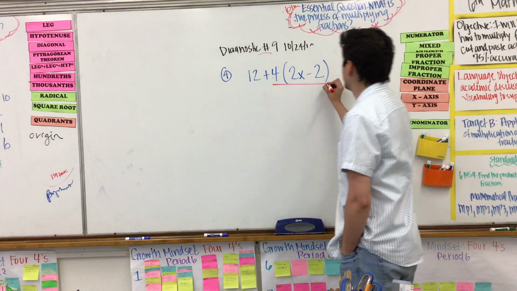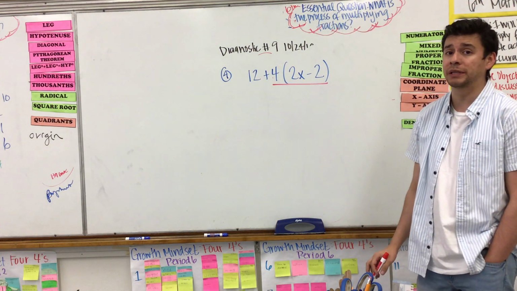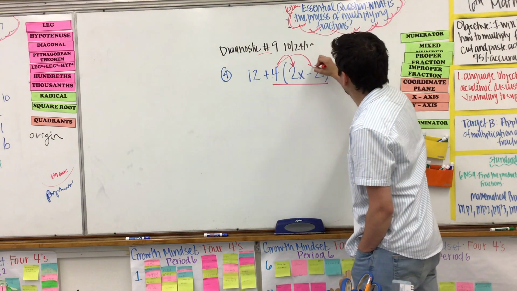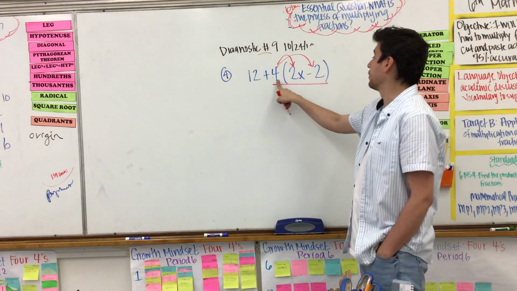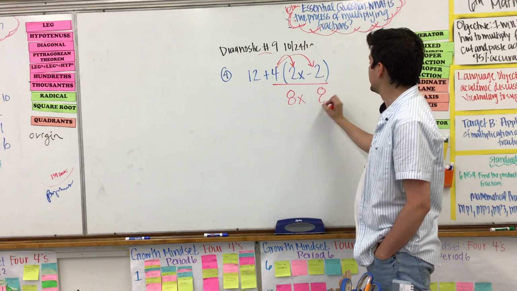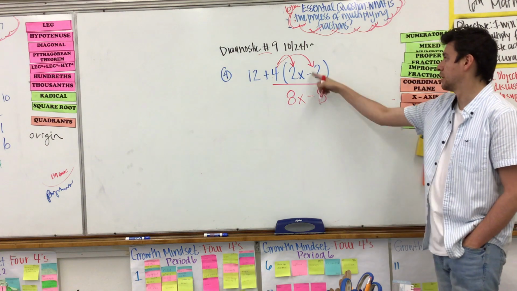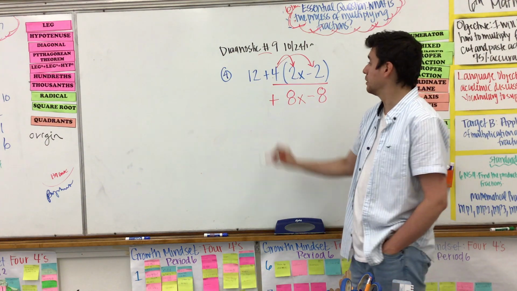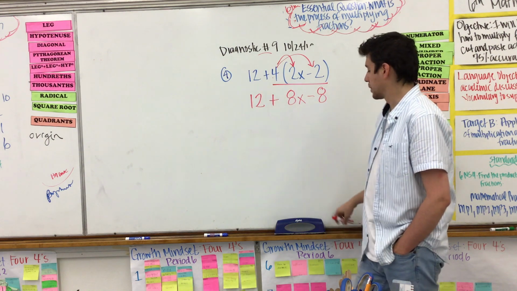First step is definitely do parentheses. I have to do parentheses first. So 4 times 2, and then 4 times 2 again. I know that 4 times 2 is 8x. 4 times another 2 is 8. So I'm going to put a minus. I didn't touch the plus, so I'm going to put it there, and I'm going to drop the 12 there. Okay?